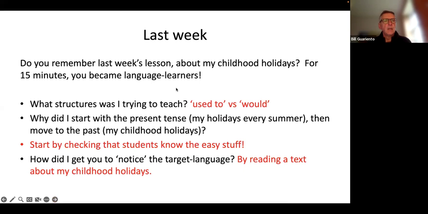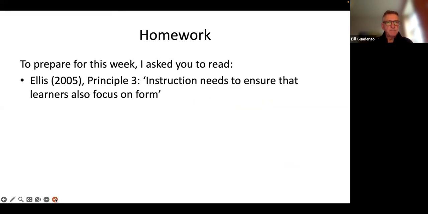Okay, so the answers here are: what structures was I trying to teach? Used to versus would. Why did I start with the present tense? Answer: start by checking that students know the easy stuff. And then how did I get you to notice the target language? By reading a short text about my childhood holidays. Okay, so today we will refer a little bit to my used to and would lesson.